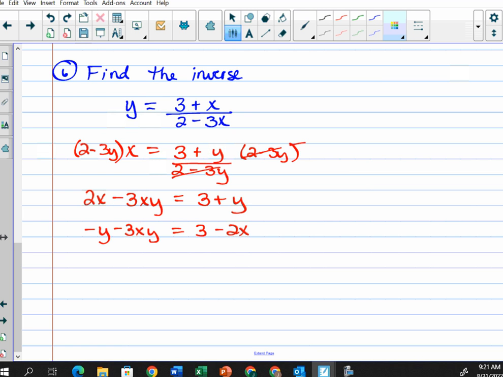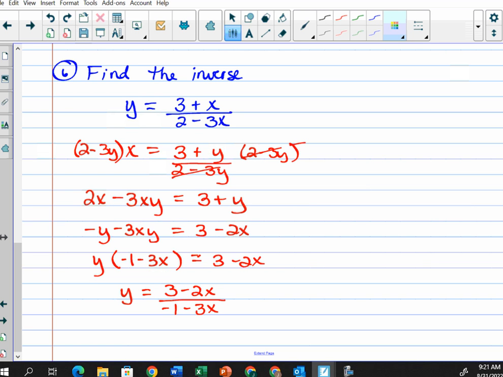What can I factor out of the left? y. You could do negative y. Let's just do y, though, because y is what we want to solve for in the end. So just pull out a y. What would be left in parentheses? So how do I get y by itself? So we have 3 minus 2x over negative 1 minus 3x.